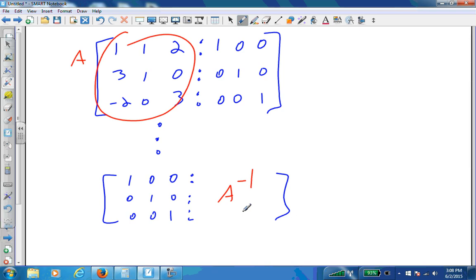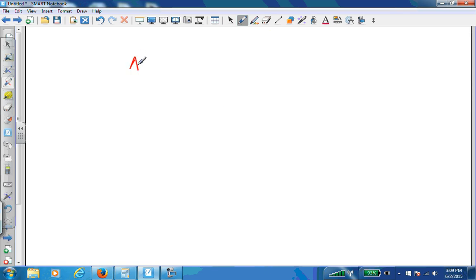So just a couple properties of these before I turn you loose to work on some problems. If we have an inverse and then invert that, that gets us back to our original matrix.